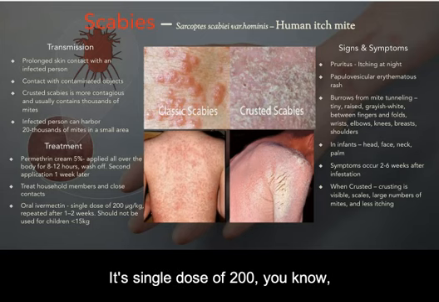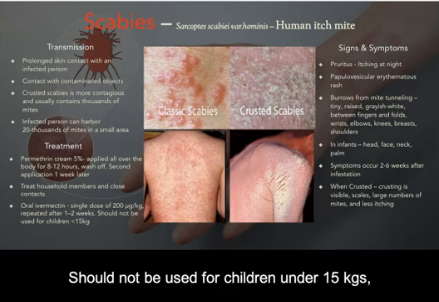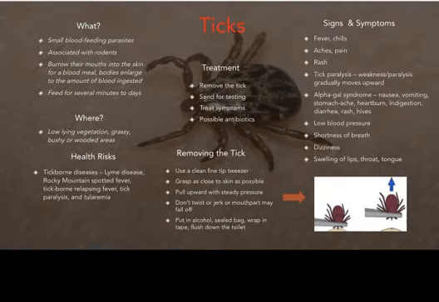It's a single dose of 200 units per gram, and repeated in 1 to 2 weeks. Should not be used for children under 15 kgs, but the medication obviously is prescribed by the doctor.